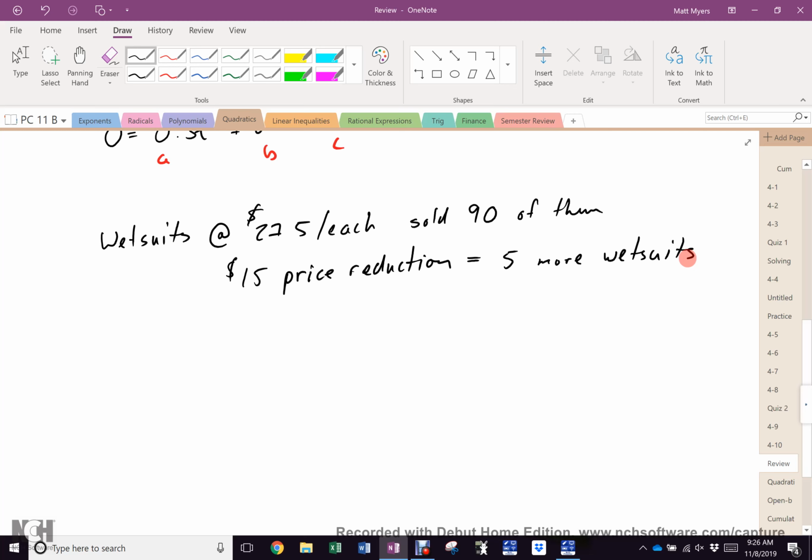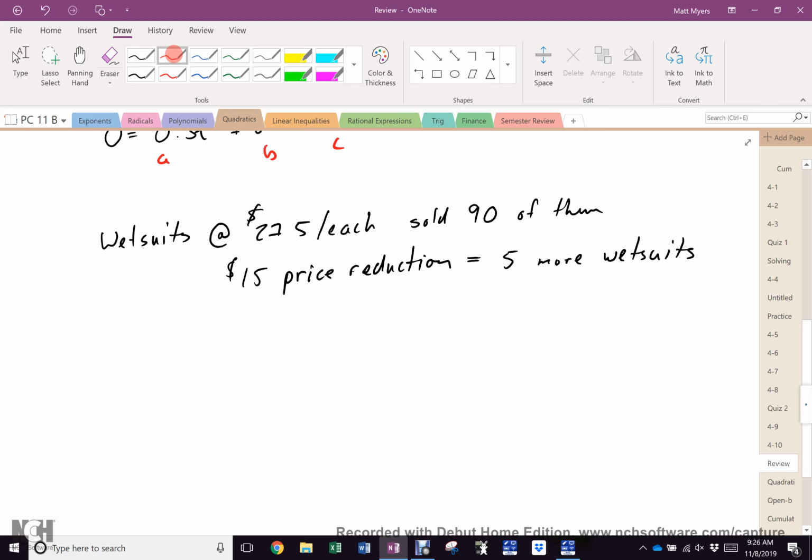So if I'm trying to maximize my profit, I'm trying to look for an upper level, yeah? So would it be a happy or a sad parabola? Sad, right? Because there is no upper limit on a happy parabola. Okay, so let's talk about this.